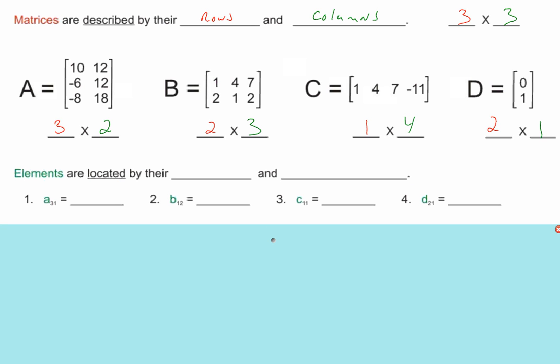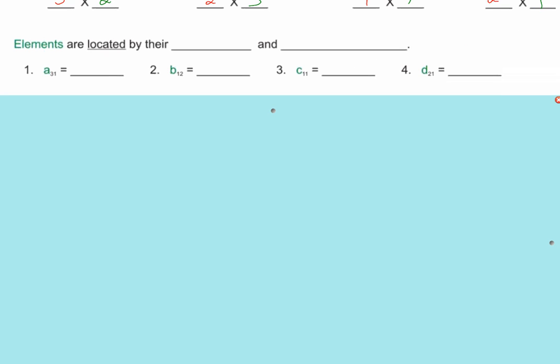Not only that, but elements, which are the individual numbers, are located by their row and column. And we do a subscript system. So you can see the A has a subscript of 31. Row 3, column 1. Now you're supposed to know that.